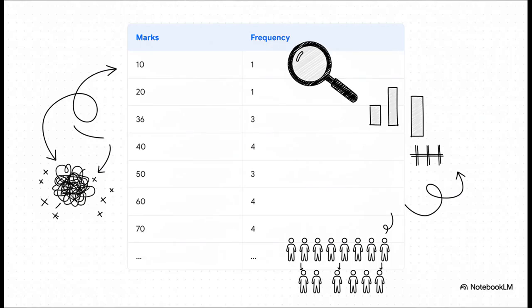And voila! Look at that. Suddenly, the chaos is gone. We've got a clear, organized table. This isn't just about being neat. This is about revealing the story. We can instantly see things we couldn't before. Like, it's now crystal clear that 4 students scored a 40 and another 4 scored a 70. This is way more useful than that long, messy list we started with.